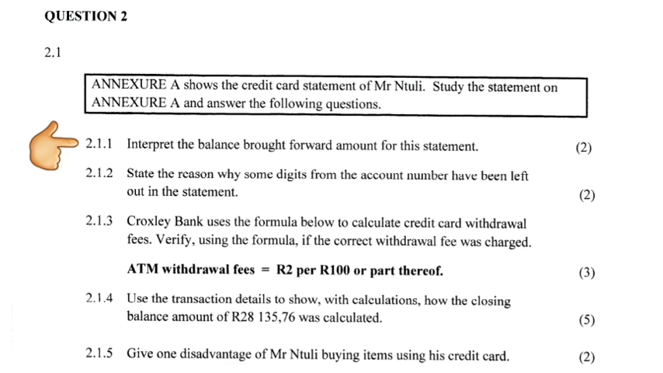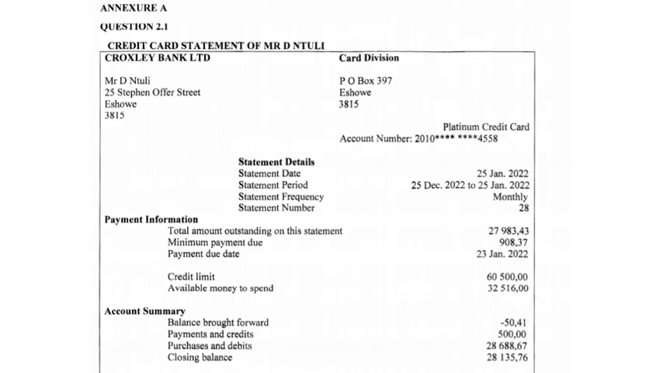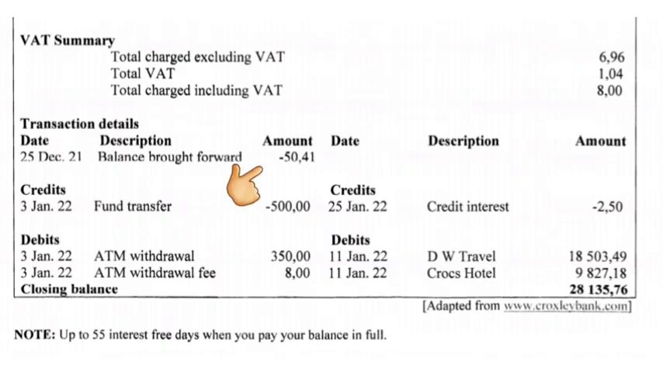So we are going to have to look at the statement to see why they want us to explain what it is. Maybe it looks different from what it usually looks like. So when we go to our addendum in an extra A, we are seeing that we have a credit statement for Mr. Ntuli. It has a whole lot of information. We are looking at the statement details, payment information, as well as the account summary. Under account summary, there's a balance brought forward of 50 rands and 41 cents.